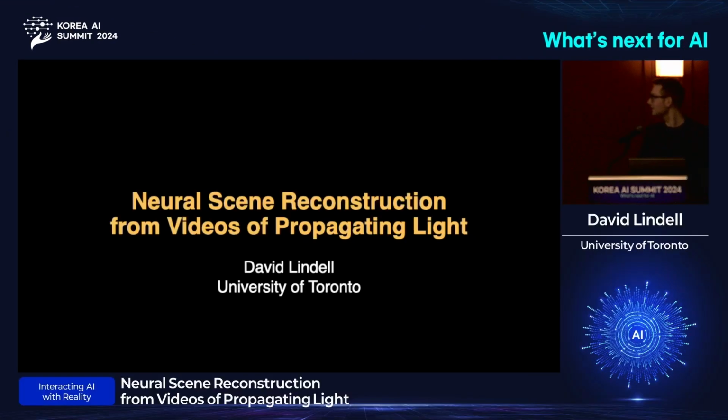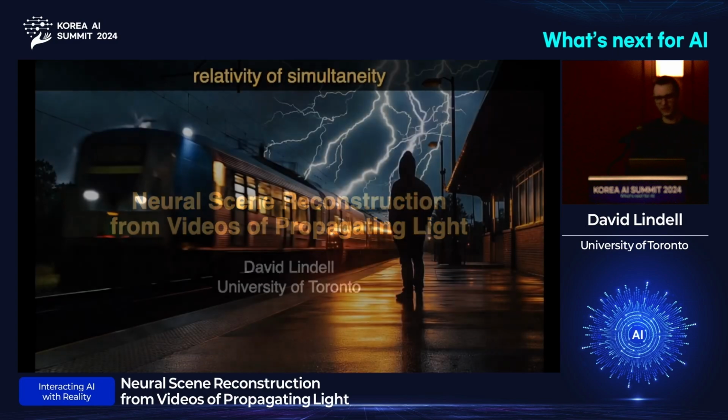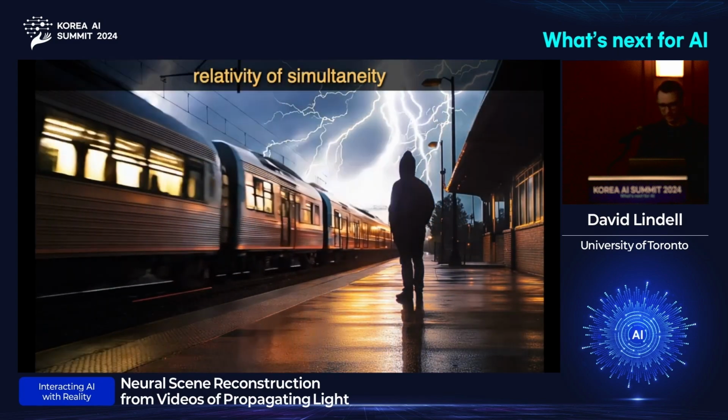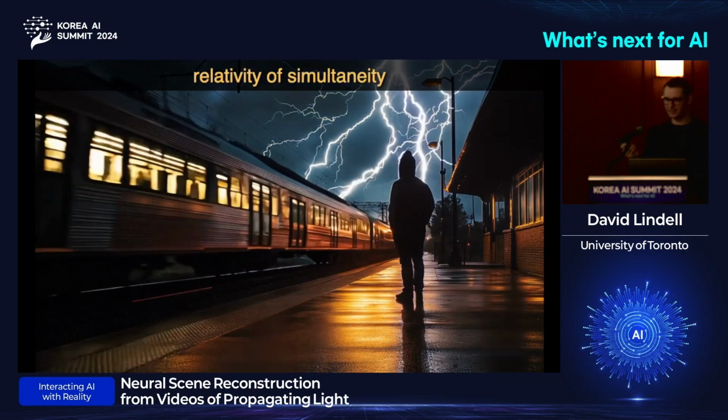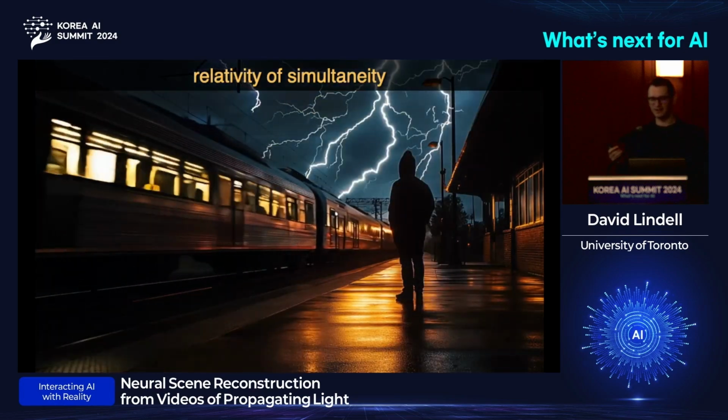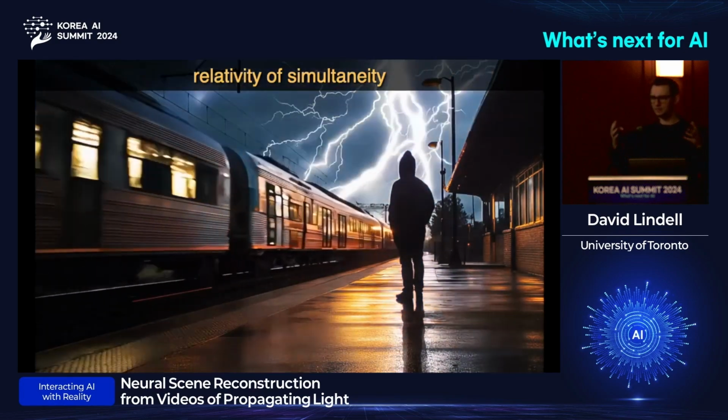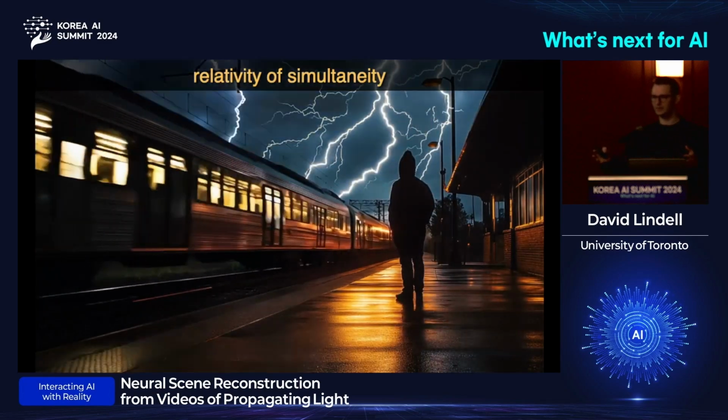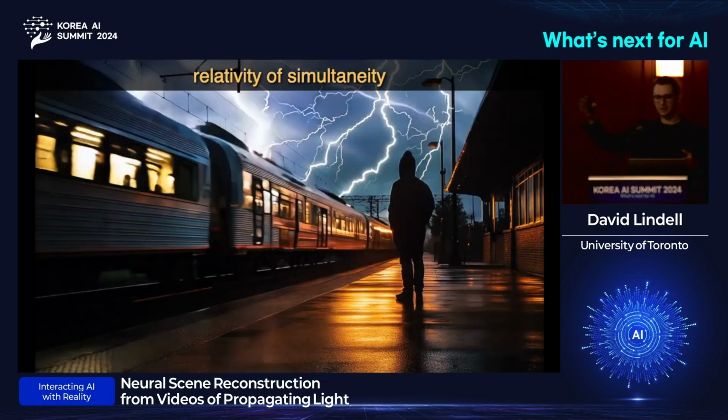I'm excited to be able to share some of our work on reconstructing scenes from videos of propagating light. So to start off, I want to tell you about a thought experiment, one of Albert Einstein's thought experiments, where he envisioned a person standing on a train platform, and there's a train passing by.